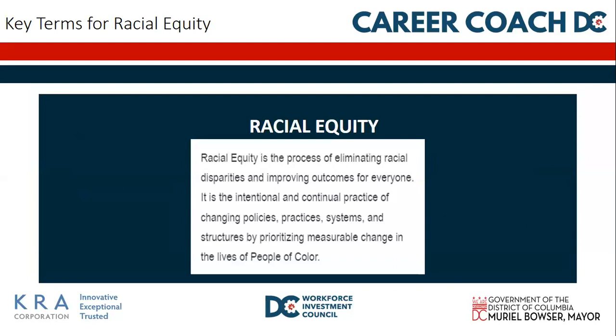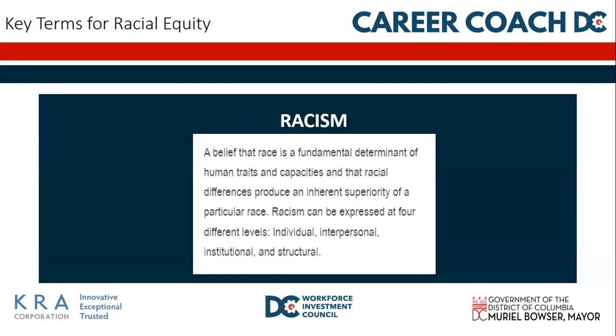Our first term is racial equity. Equity is a term that has become a part of many program designs now. With equity, it is about removing discrepancies to create a level playing field for all involved. Next, we have racism, a belief that different characteristics makes one group inferior or superior to others. Further in this presentation, we will discuss the 4 levels of racism.